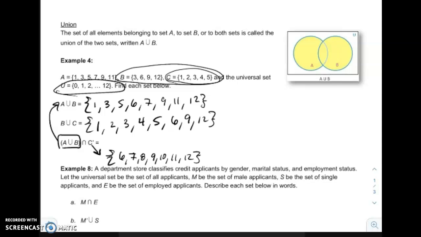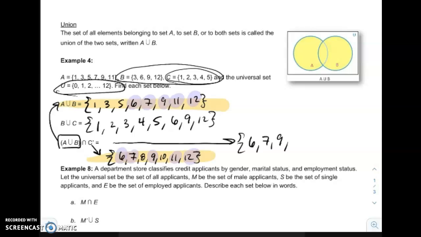And this one's the intersection. So you're going to take that set, and the intersection is what they have in common. So let's see, they have a 6 in common, a 7, a 9, an 11, and a 12. So then this final answer would be 6, 7, 9, 11, and 12.